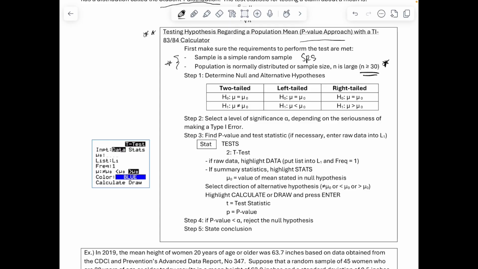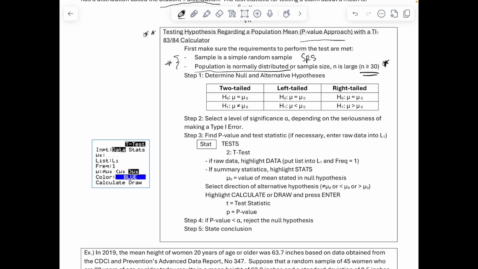If it's not greater than or equal to 30, it could still work and we could still do this, but the population has to be normally distributed. So sometimes it will explicitly state this in the problem, and other times you can go through what we did in section 6.5 to verify that the population is normally distributed.